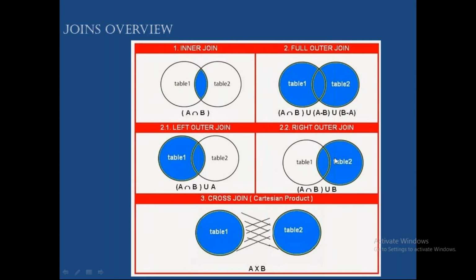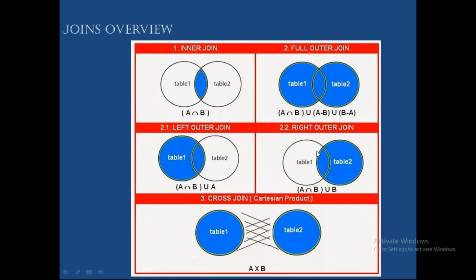Right join means common records plus all remaining records in the right table. Okay, full outer join means everything from both the tables basically. Cross join means product. Each record in table 1 will go and join with all the records in table 2.